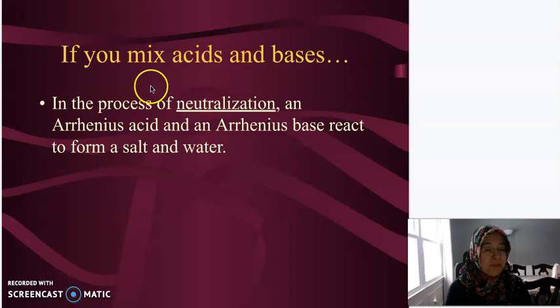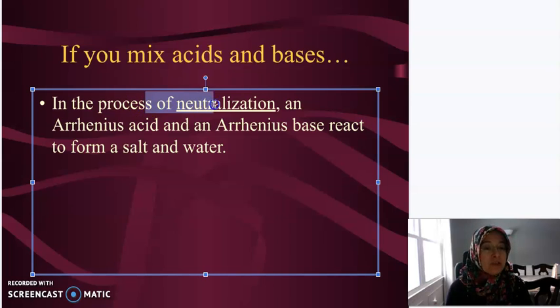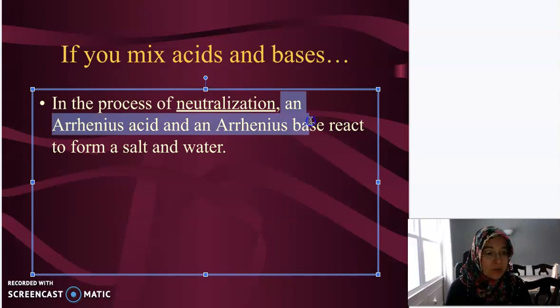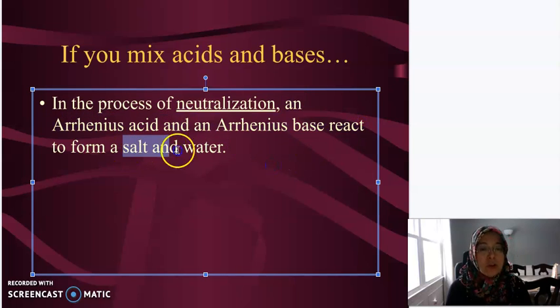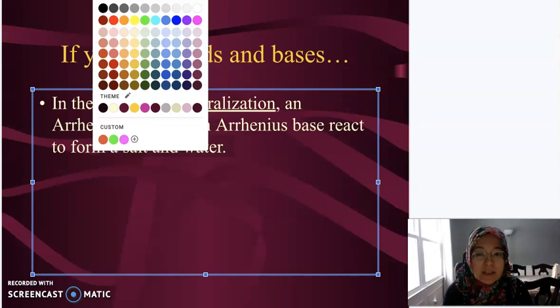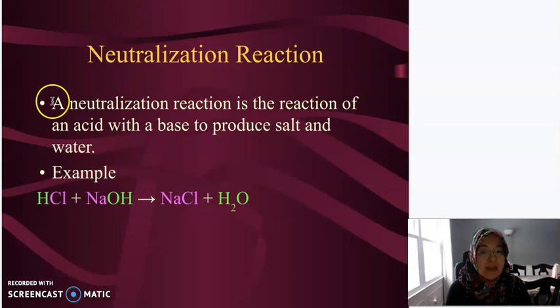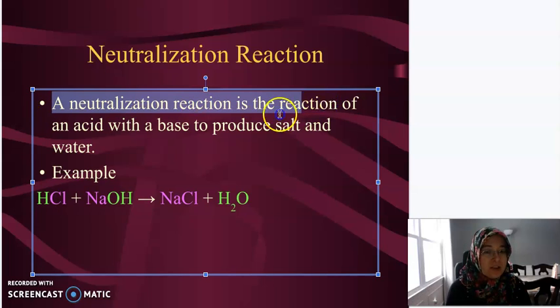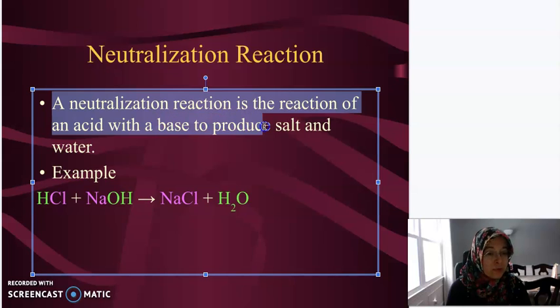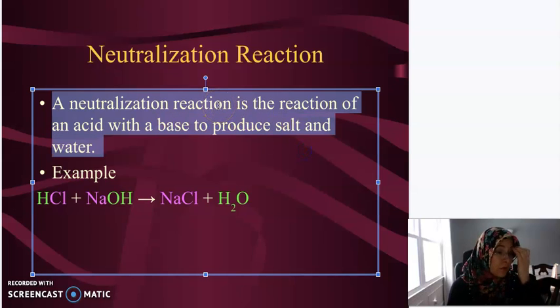Now, what will happen if you mix acids and base? This is called a neutralization reaction. An Arrhenius acid and Arrhenius base react to form salt and water. That is important, and I want to highlight this part. That is how they become neutral. A neutralization reaction is the reaction of an acid with a base to produce salt and water. So the products are always salt and water.